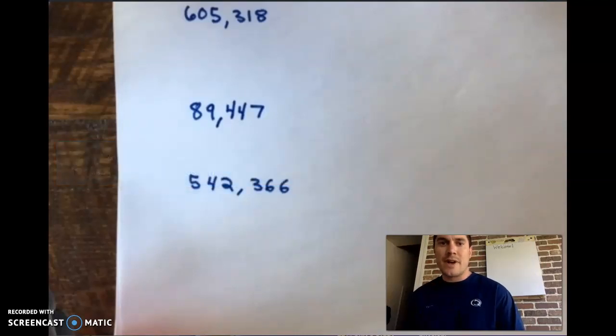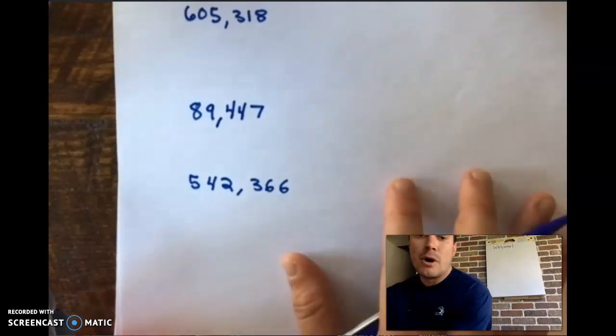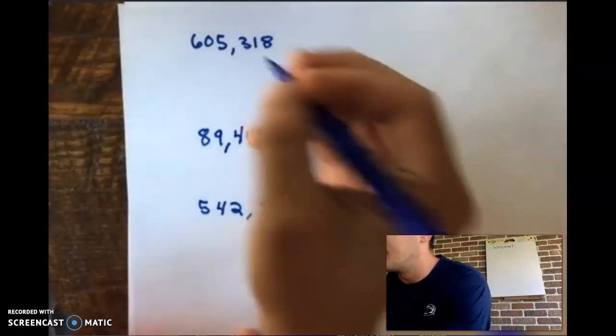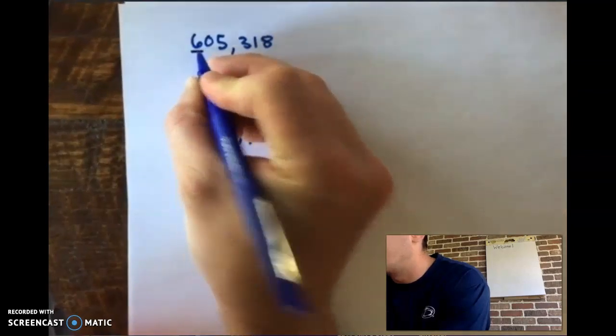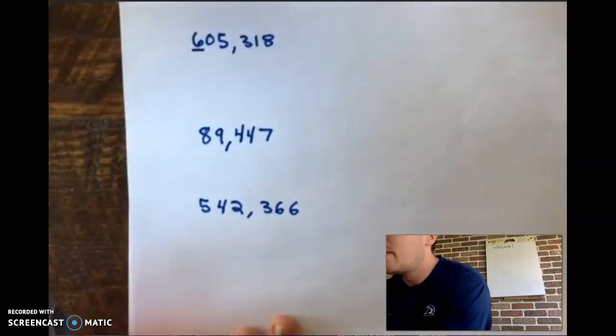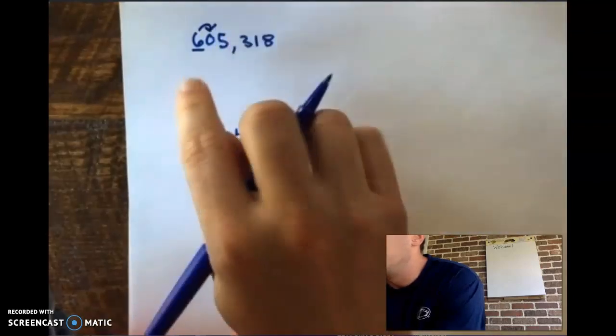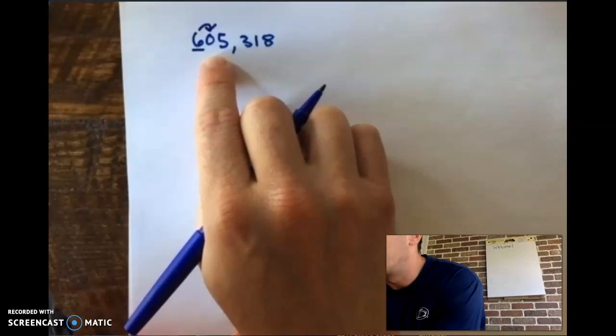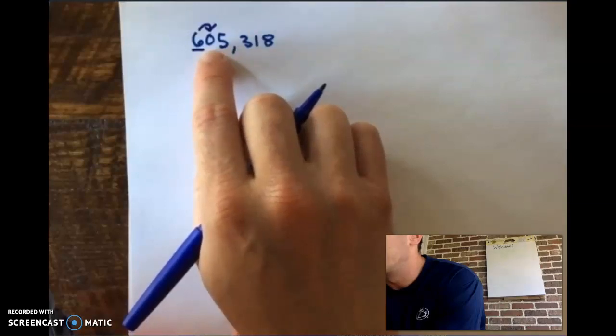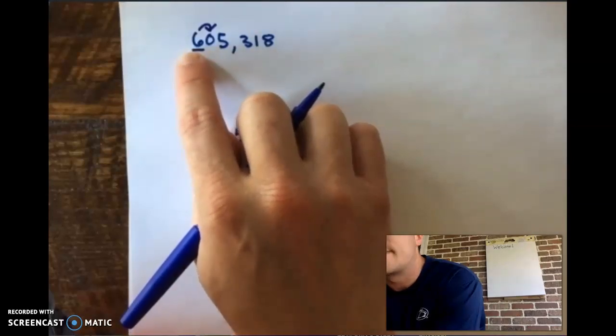605,318. So if we're rounding all three of these numbers to the hundred thousands, the first thing that I want to do is underline the hundred thousands place. The next thing I want to do is draw an arrow to the next place value over to the right, because that is the number that's going to determine if we push this number up or keep it the same.